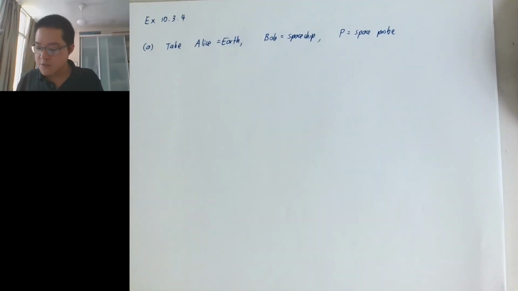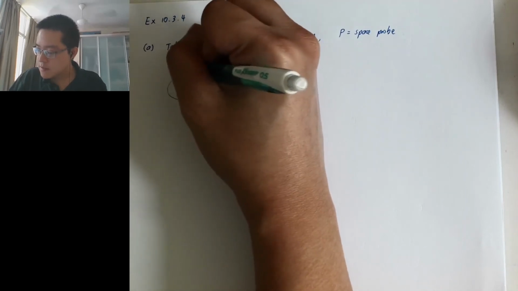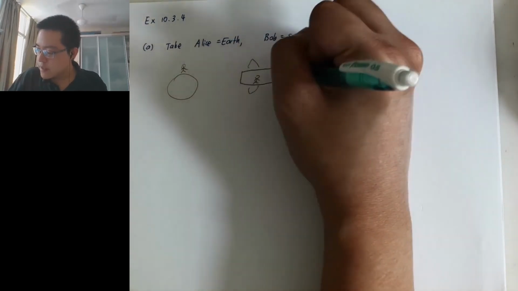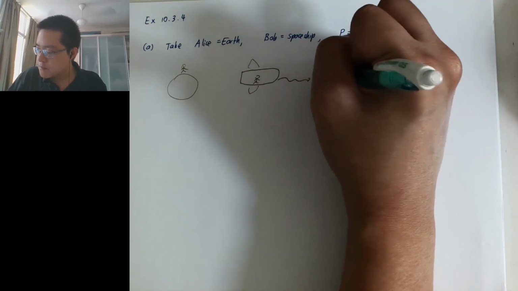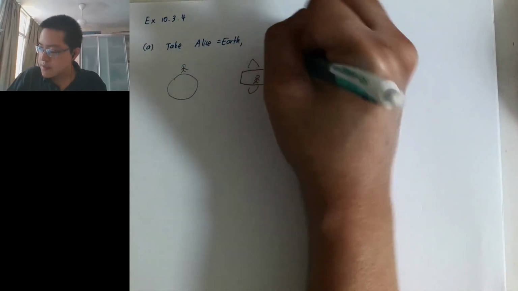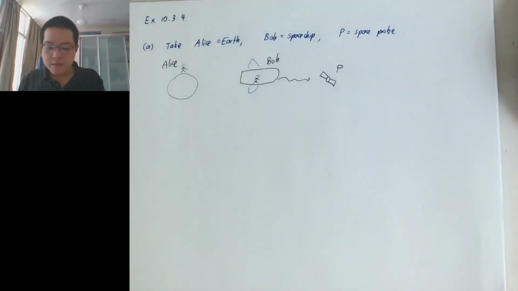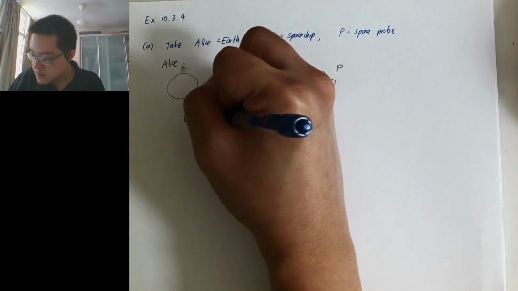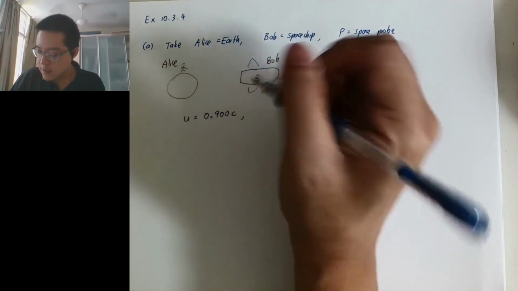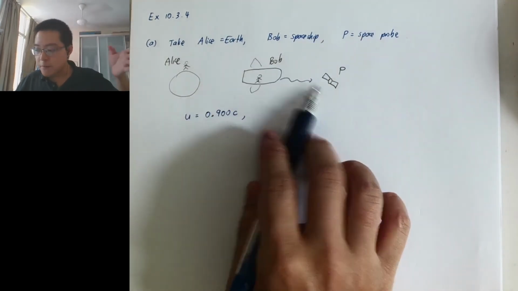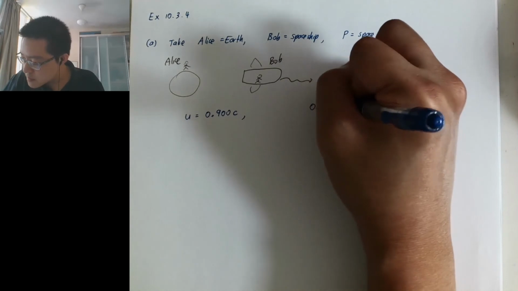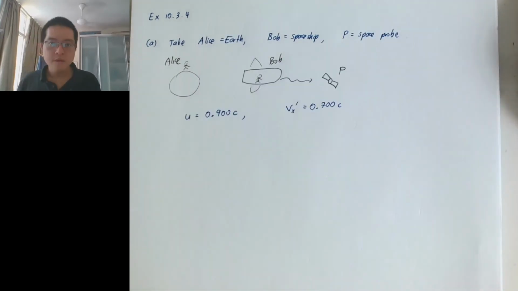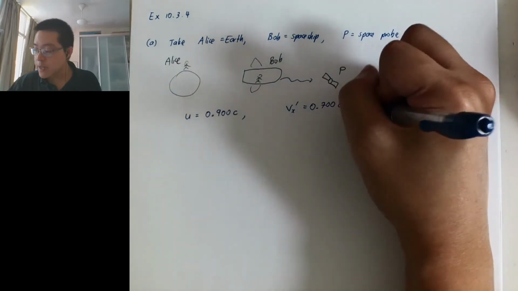So I have Alice on Earth, and then a spaceship where Bob is inside, and then it launches a probe, point P. This is Bob, this is Alice. Given this information, the spaceship is moving at u away from Earth, so the relative speed is 0.9 c. And then the space probe is launched away from Bob at 0.7 c. So this shall be the velocity measured by who? By Bob, not Alice. But what we want to calculate is the velocity measured by Alice.